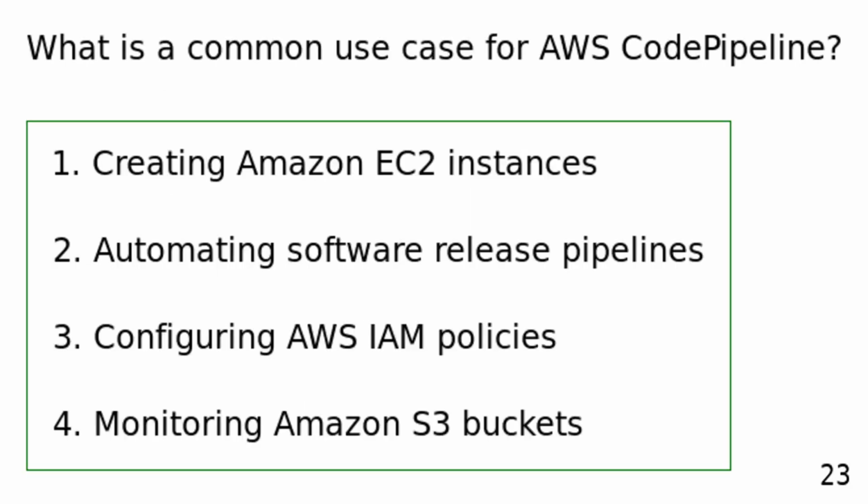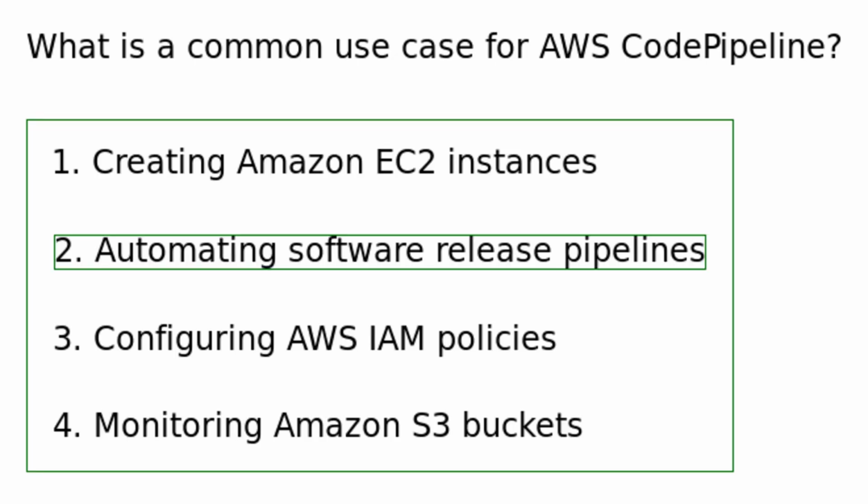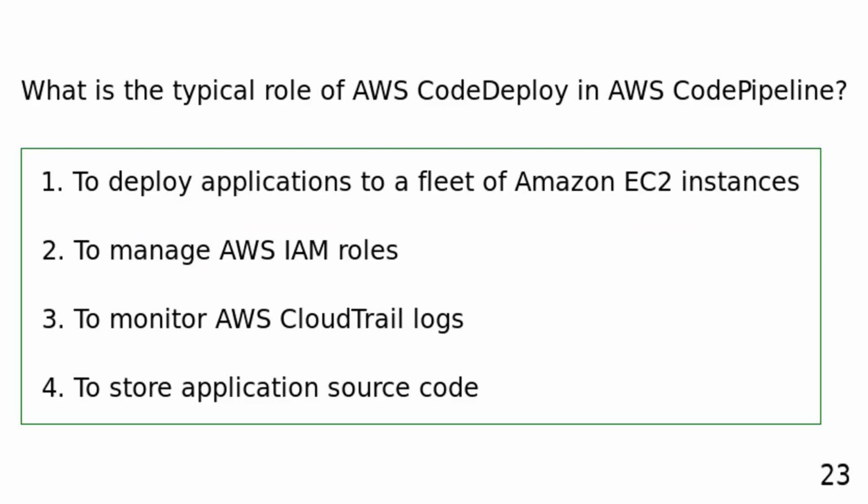What is a common use case for AWS CodePipeline? Creating Amazon EC2 instances. Automating software release pipelines. Configuring AWS IAM policies. Monitoring Amazon S3 buckets. A common use case for AWS CodePipeline is automating the release pipelines for software applications, enabling continuous integration and delivery practices.